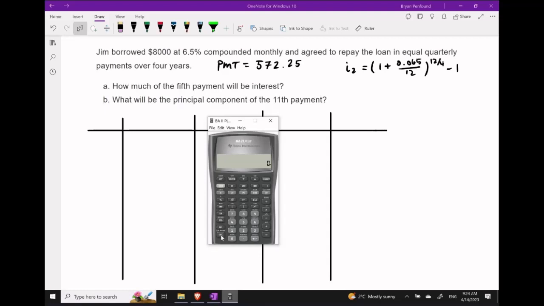As we start to move into solving part A and part B, we are probably going to need I2 here as well in order to work with our amortization table. So let's start calculating I2. Let's take 1 plus our current rate, which is 0.065, divide that by 12, and then raise that to the power of 12 over 4, which is 3, and subtract 1. Since we are probably going to use this a couple of times, let's store I2 inside of number 9 so that we can recall it later.